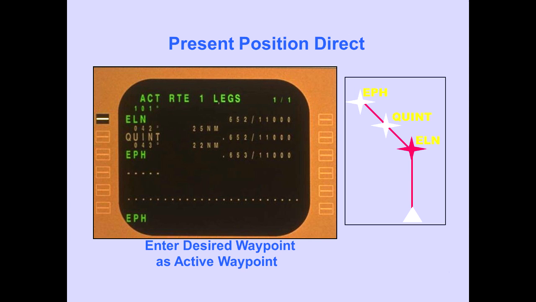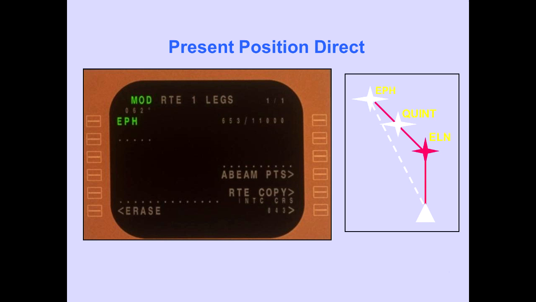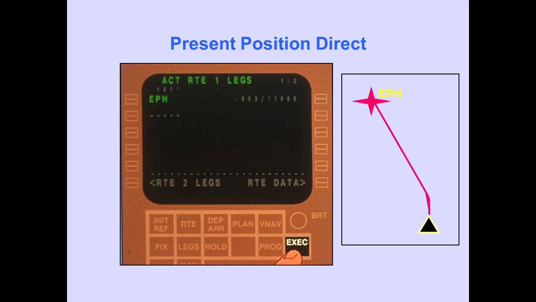To modify a route to fly direct to a waypoint, enter the desired waypoint on the active waypoint line. In this example, we will fly direct to Ephrata. The present position direct course is updated until execution and is displayed on the modified legs page. Pushing the execute key executes the modification to fly present position direct. The FMC directs a turn to the new active waypoint.